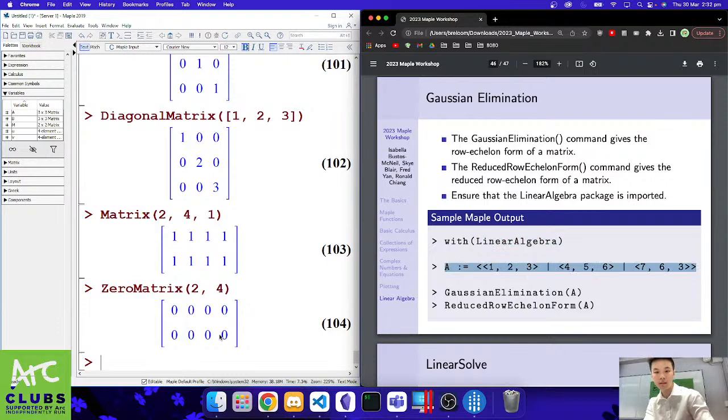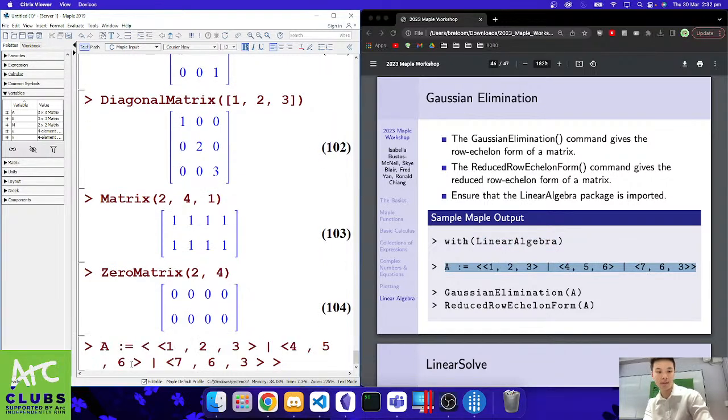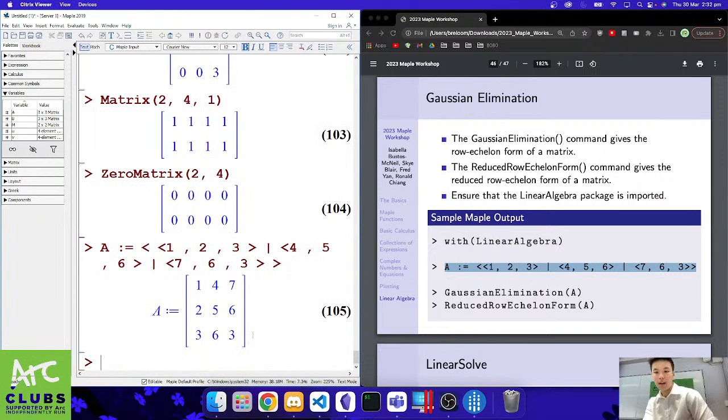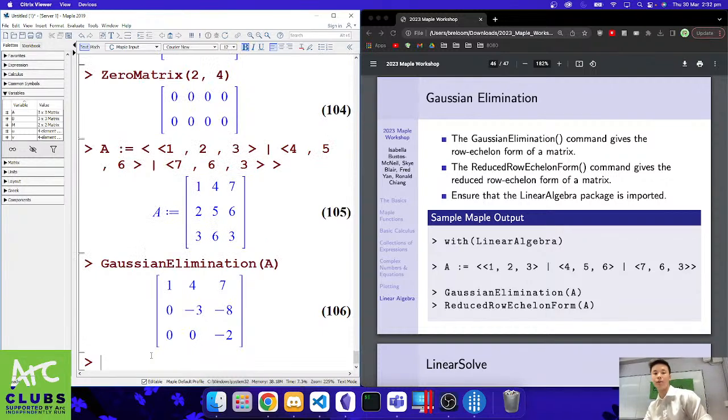Okay. So let's first define a matrix A. And if we want to find the row echelon form of this matrix through Gaussian elimination, we simply can just call the command Gaussian elimination and pass in our matrix, and that would reduce it into the form that you want. So this essentially eliminates the need to do tedious hand calculations where you can easily make a silly mistake.